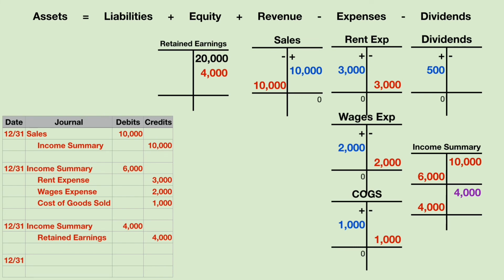So these three closing entries right here are equivalent to one closing entry in the two-step method. Why did we use this income summary stuff? What did that do for us? Not much. Just adds confusion unnecessarily.